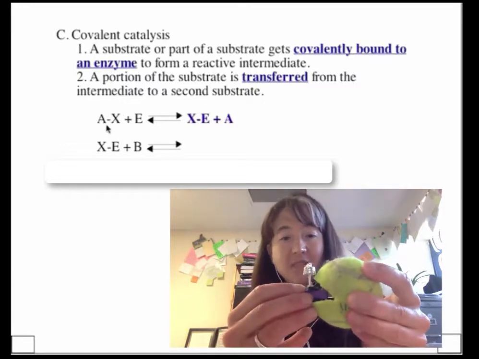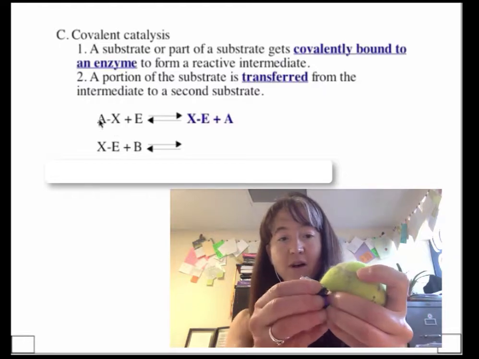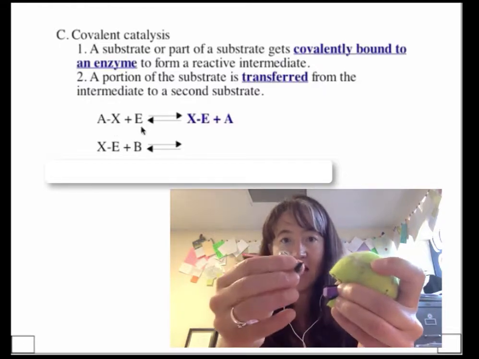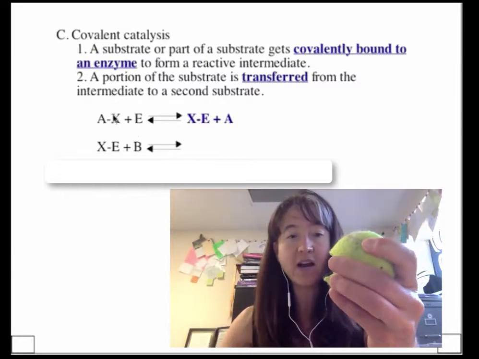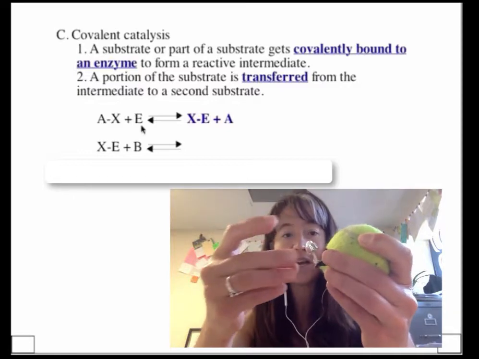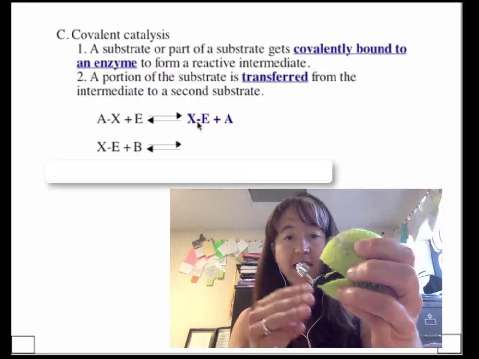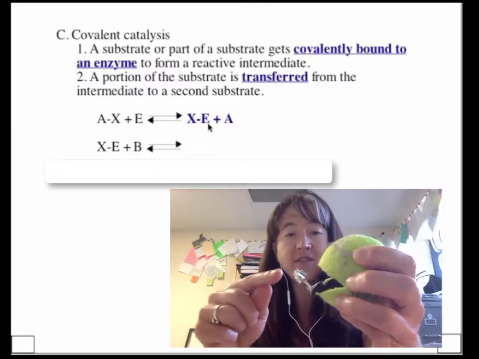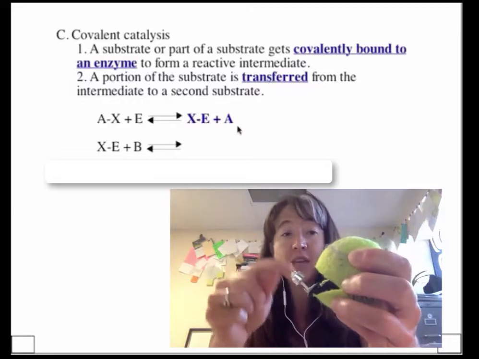What the enzyme does at its reactive site is break the covalent bond between A and X. Now A is released as product and X becomes covalently bound to the enzyme. See there, now we have formed this reactive intermediate in which a portion of the substrate has been covalently and temporarily bound to the enzyme.